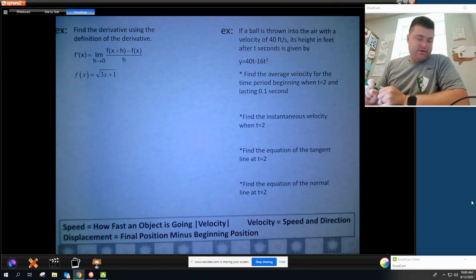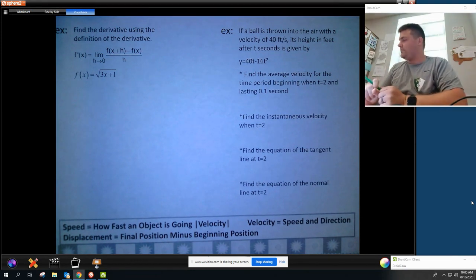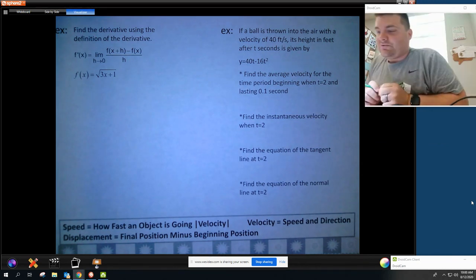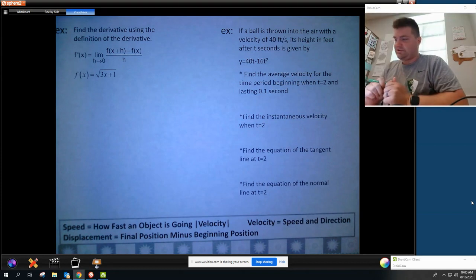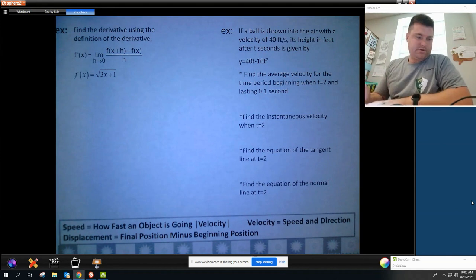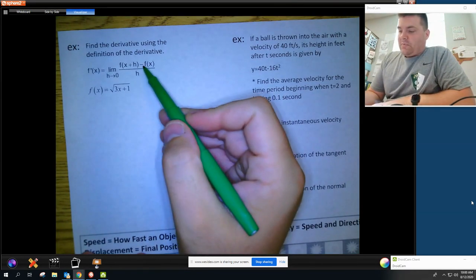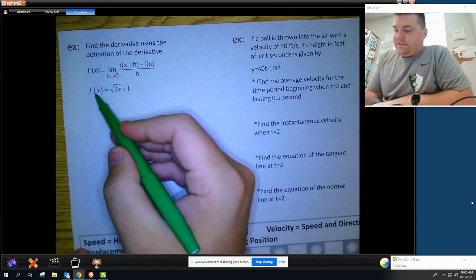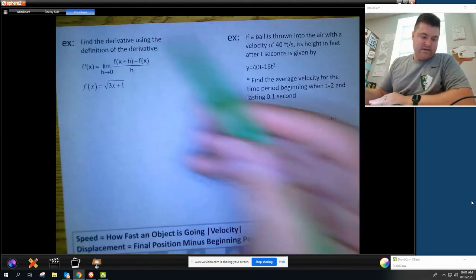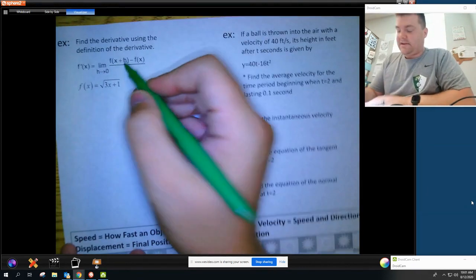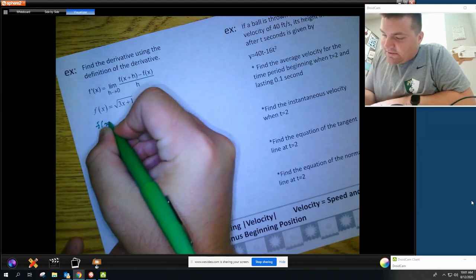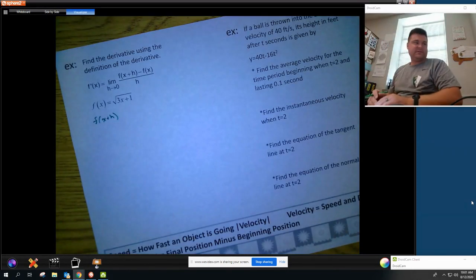What we're going to do here is find the derivative using the definition of the derivative. First off, here's f of x. That's totally good. And now I need to find what f of x plus h is. So all I'm going to do right here is write this down: f of x plus h. What does that actually equal?